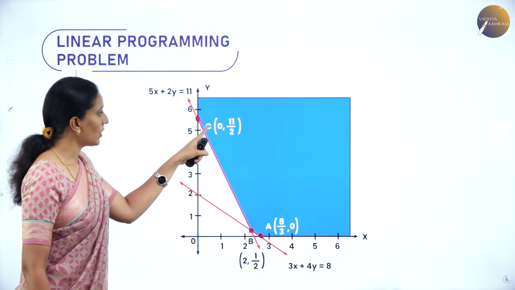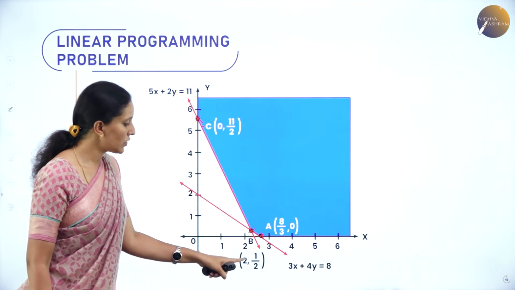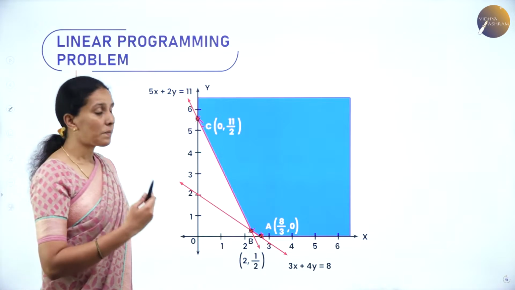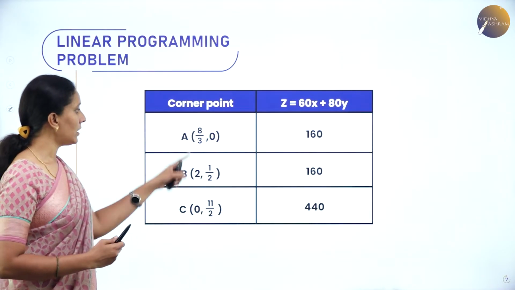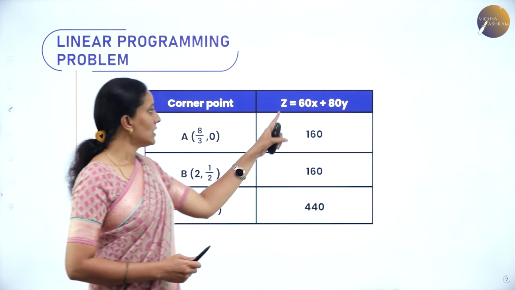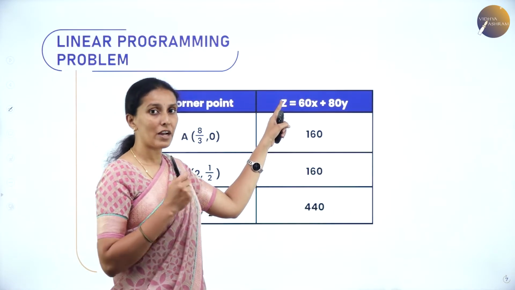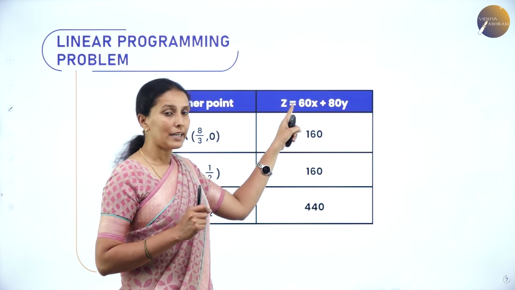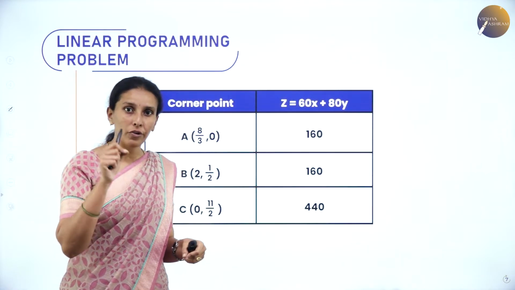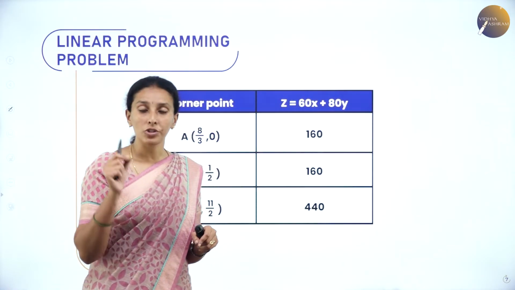So the first one is (0, 11/2). Second one is (2, 1/2). Third one is (8/3, 0). Substituting it in the corner table, this is what you will get. And substituting the value, see here, our optimal function or the linear function is Z = 60x + 80y, where 60 is the cost of food P, 80 is the cost of food Q.